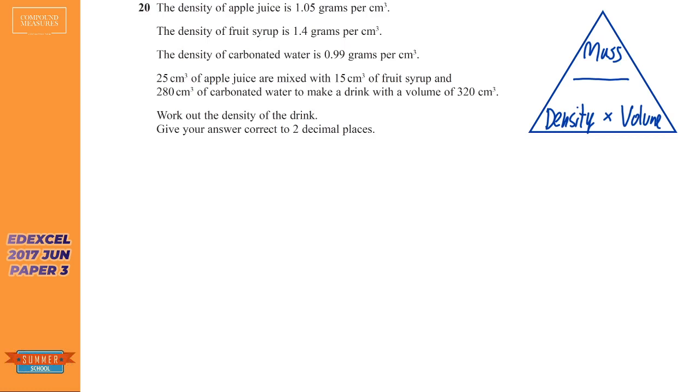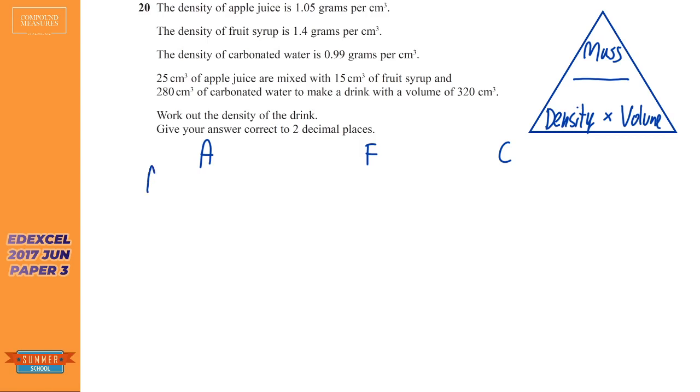Same with miles per hour. Miles is a unit of distance, that goes on the top. Hour is the unit of time, that goes at the bottom. Okay, so we've got apple juice, fruit syrup, and carbonated water. So let's start off with the apple, then we'll move on to the fruit, and then we'll do the carbonated water. And we're given two measures for this. We're given the density of each, and we're given the volume of each.